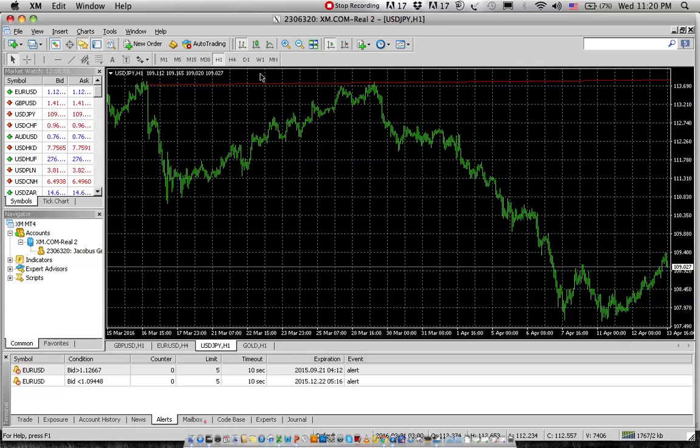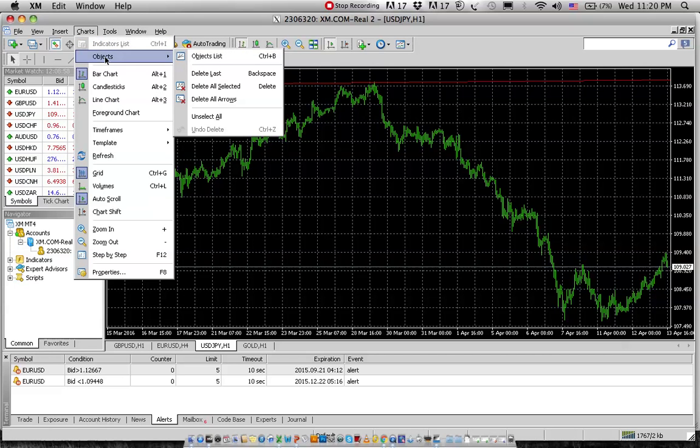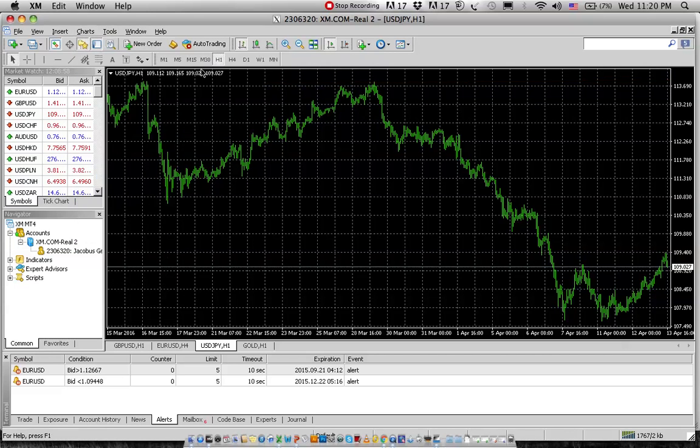Oh, that's not a trend line. What am I doing? Sorry, just gonna delete that one. Just draw in a trend line from there. It's bounced a little bit, but you get the idea.